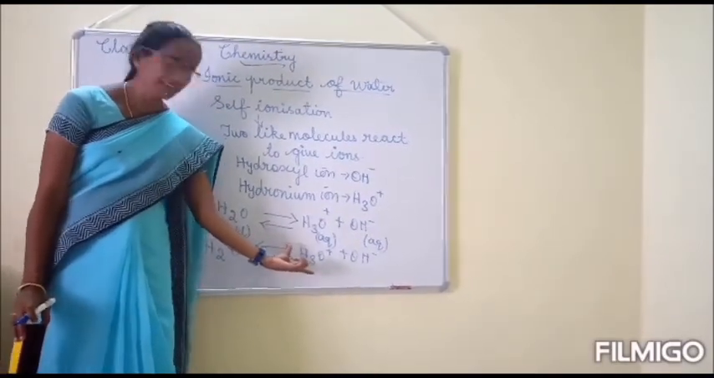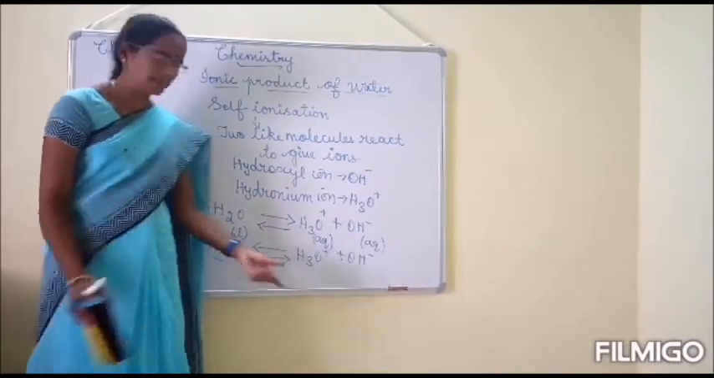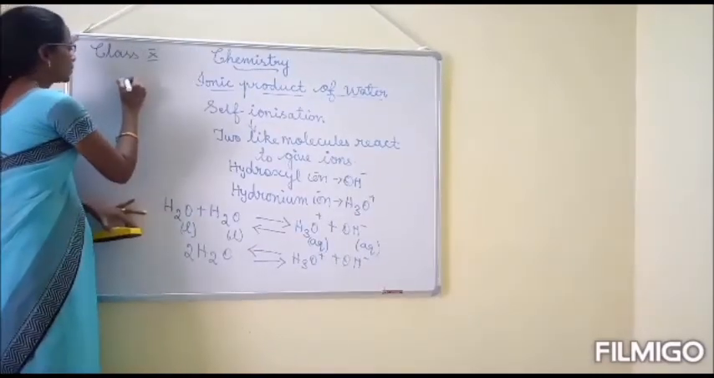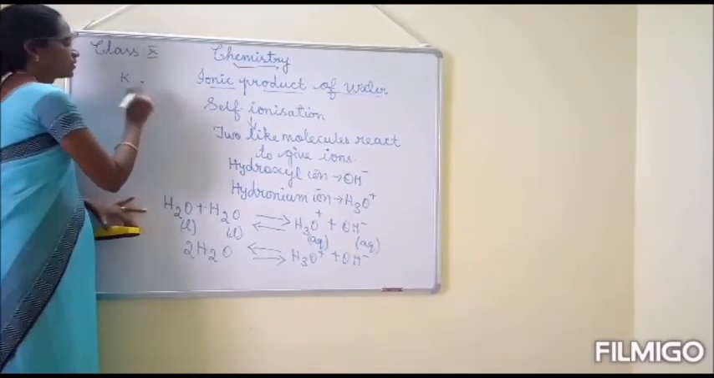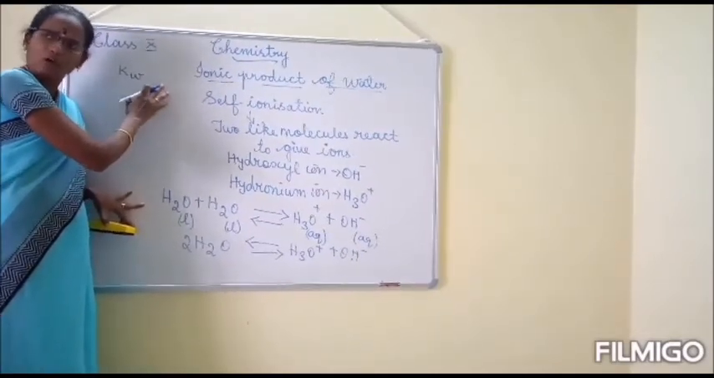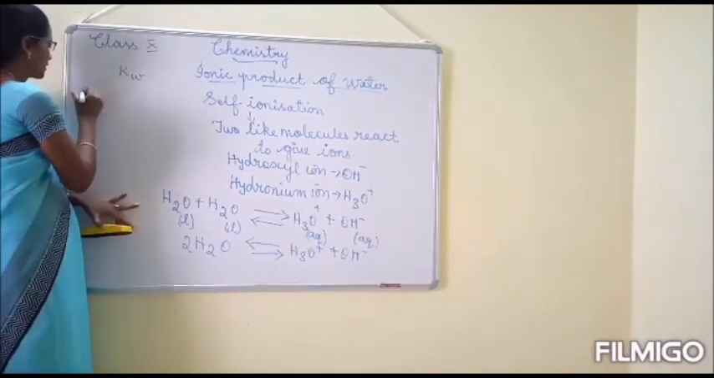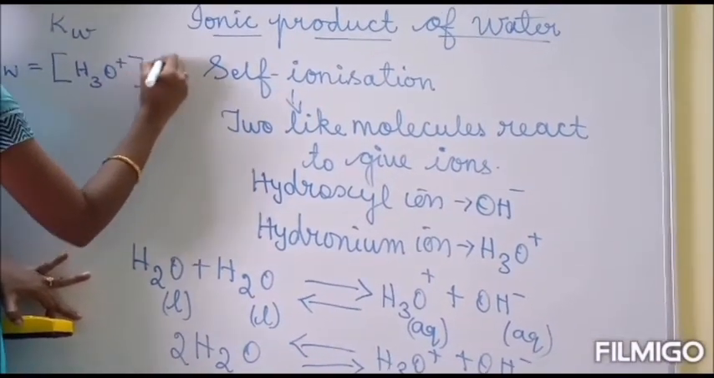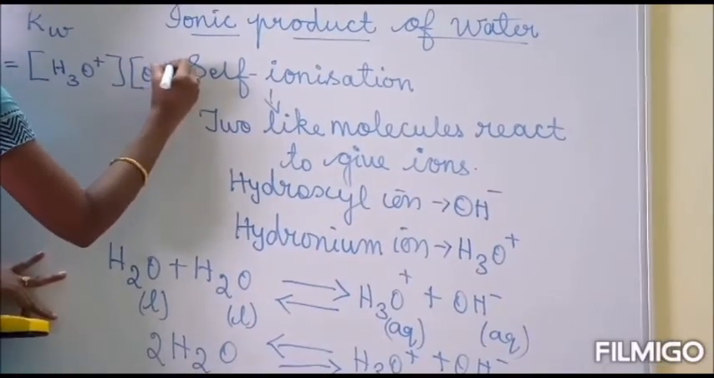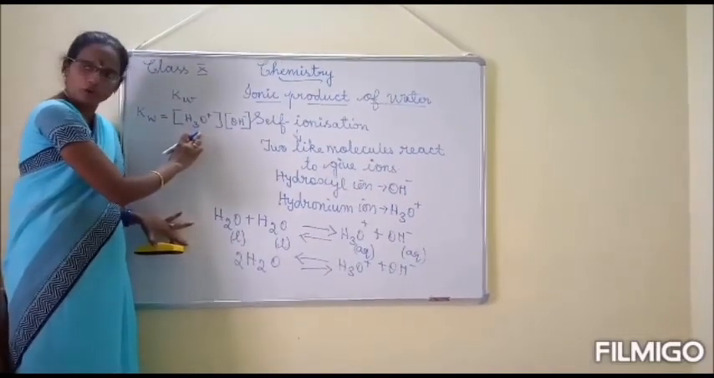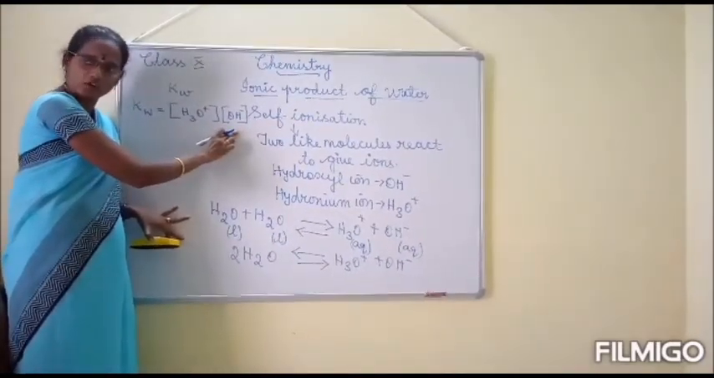Okay, understood. So this can be denoted as the ionic product of water, Kw. Kw means ionic product of water. Okay. So mathematically, how can we write this? Kw is equal to the concentration of hydronium ion times the concentration of hydroxyl ion.